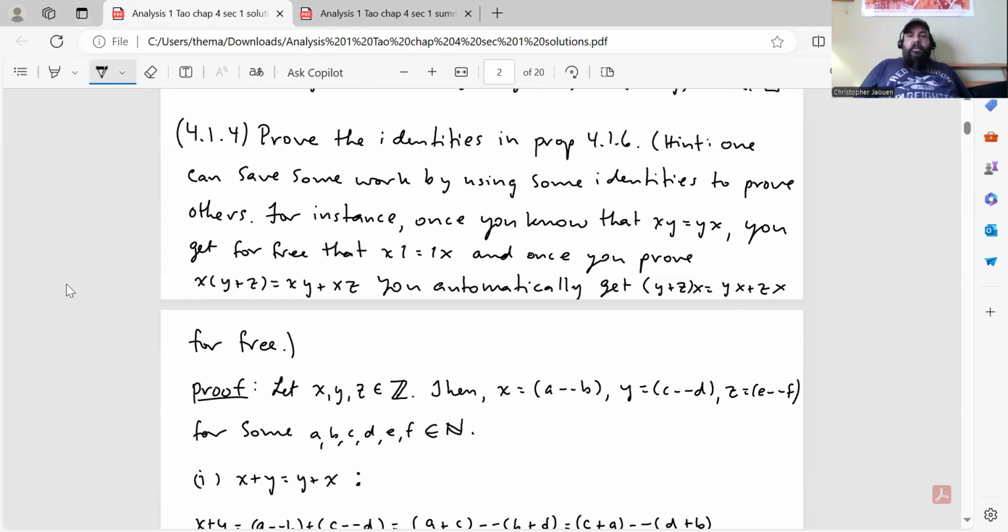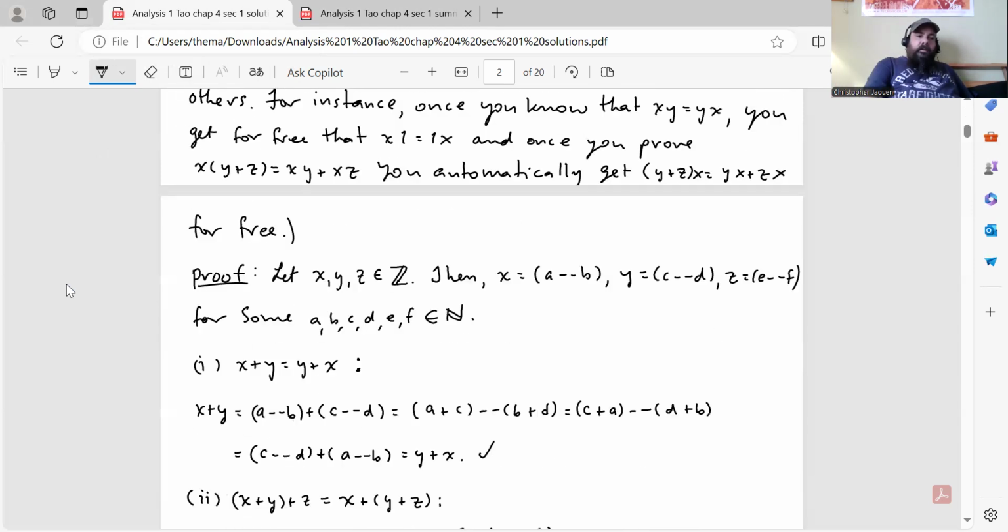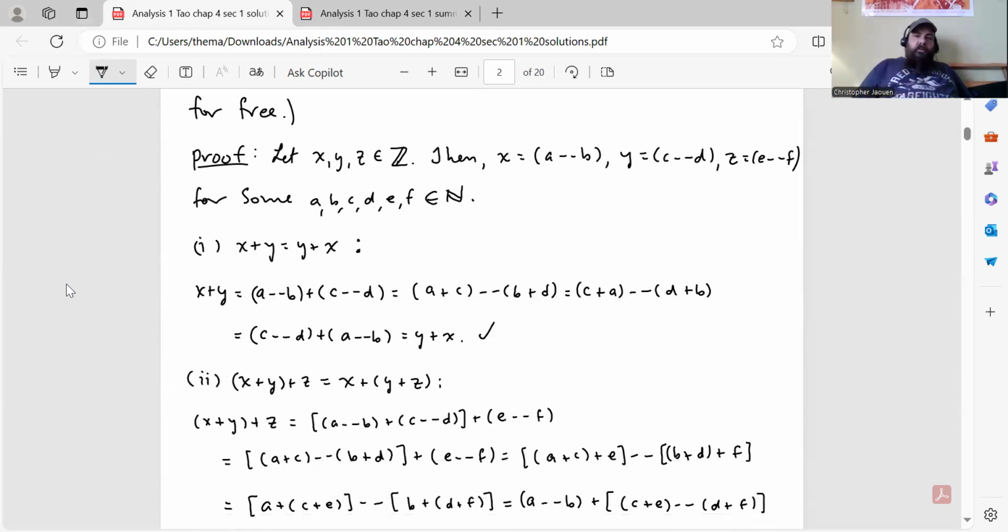For instance, once you know that x times y equals y times x, you get for free that x times 1 equals 1 times x. And once you prove that x times (y plus z) is equal to xy plus xz, you automatically get (y plus z) times x equals yx plus zx for free. All right, so we did that, but let's go through my proof here.